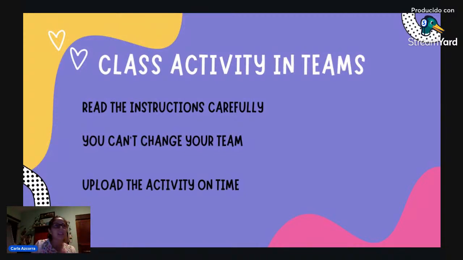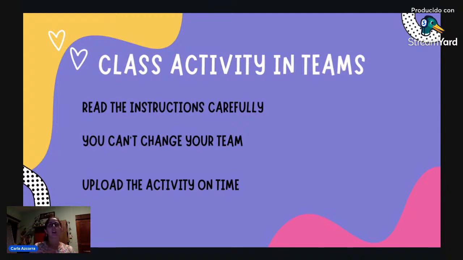Okay? Now, this was a very short lesson. It is very easy. I know you guys know how to use imperative sentences and imperative verbs because we have used them in class. But please, you have an activity in Teams. Read the instructions carefully. Por favor, lean las instrucciones con cuidado. You can't change your team. El equipo que te tocó es el equipo en el que vas a trabajar.